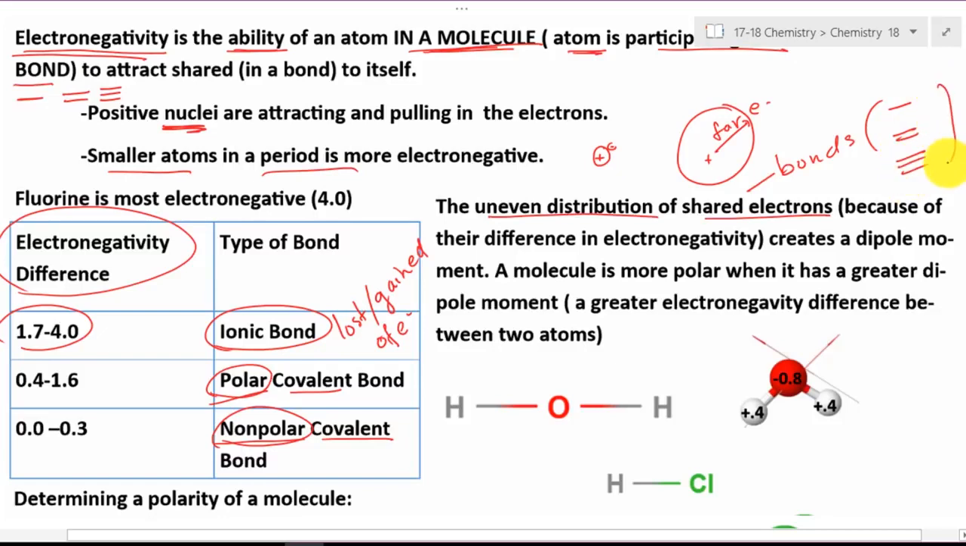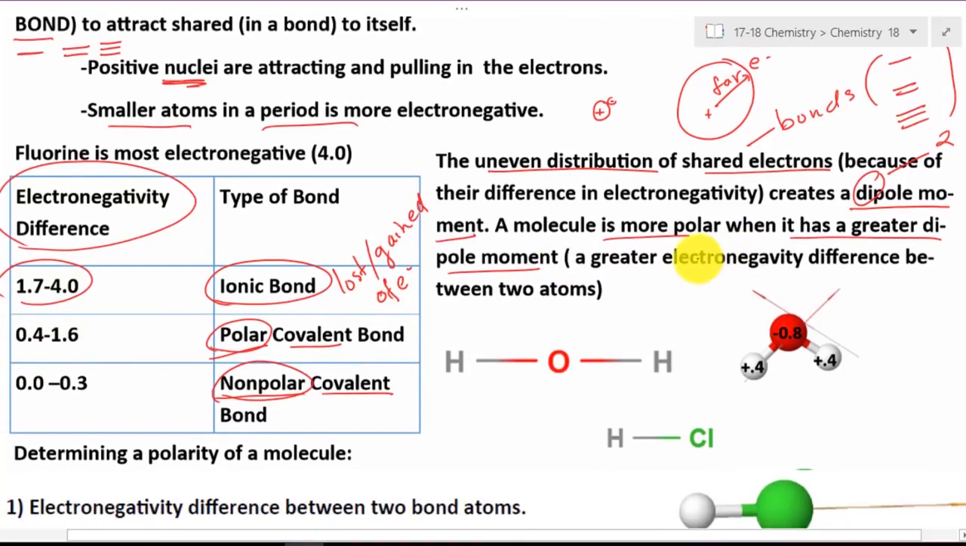That difference in ability creates a dipole moment. Think of the prefix di. What is di? That is equal to 2. So basically it has two poles: one is positive, the other is negative, and we're going to talk about that later. So remember, the prefix di means two ends, okay? And the molecule is more polar when it has a greater dipole moment. So the greater the difference between those two ends, the greater the polarity of the molecule.